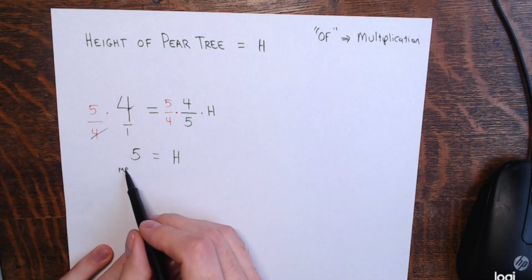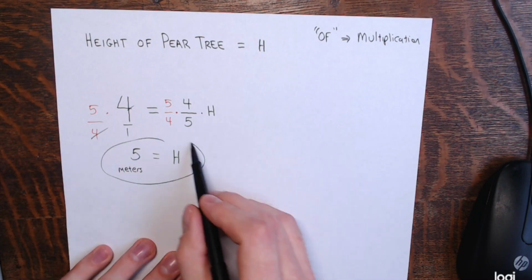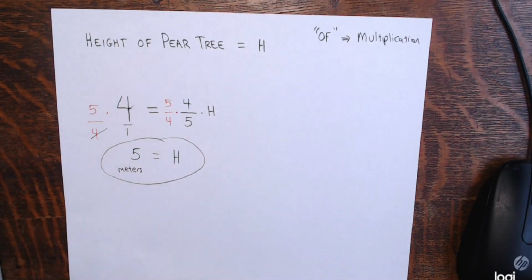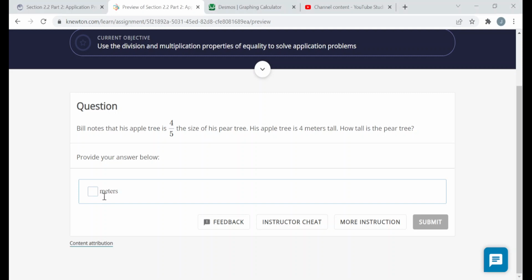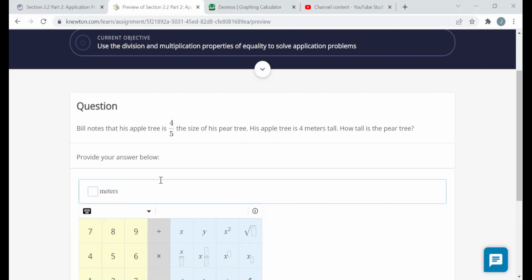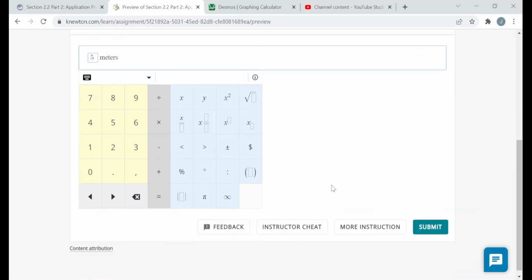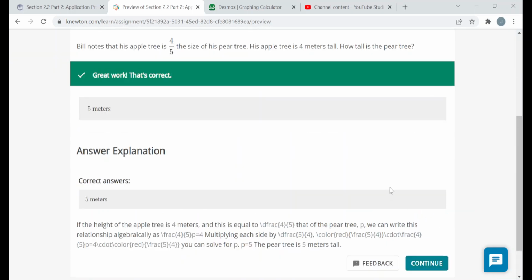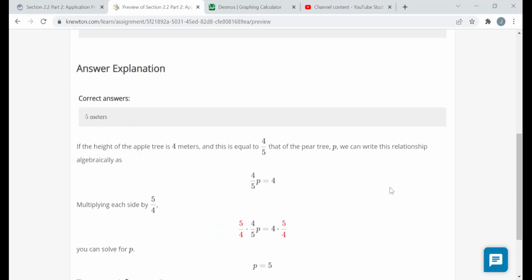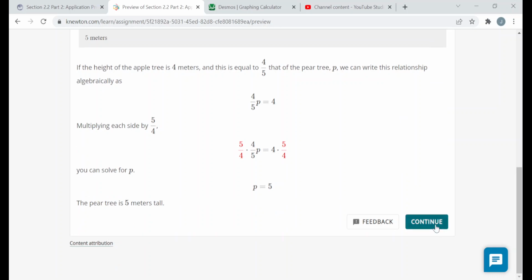And that was meters, right? This was a height in meters. And remember, H represents the height of this pear tree. So the pear tree must be 5 meters tall. And that's what we're asked to enter. So back here, they already wrote the word meters, so don't write the word meters, just write the number, 5. Great. They used the letter P for pear tree, I used H for height. You can call it X if you want. Doesn't matter, as long as you know what it represents.